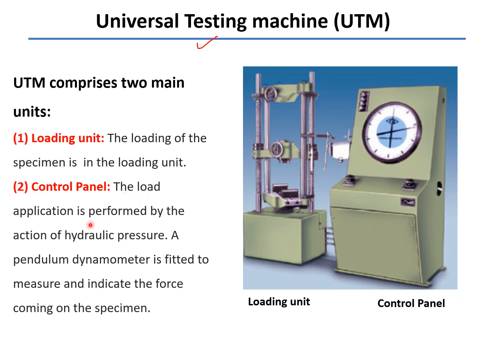The load application is performed by the action of hydraulic pressure, because the load is very heavy, and we use hydraulic pressure to give that particular load. And a pendulum dynamometer, you see this is the pendulum dynamometer, is fitted to measure and indicate the force coming on the specimen. So in this loading unit, we load the specimen in between these two particular heads, and through the control panel we apply the hydraulic pressure. And this machine is named the universal testing machine, in which we are doing this tensile test.